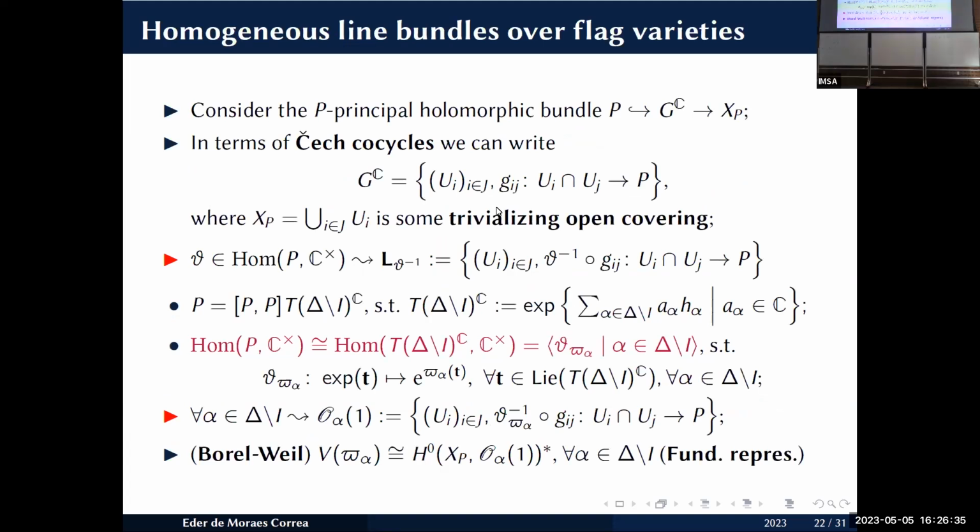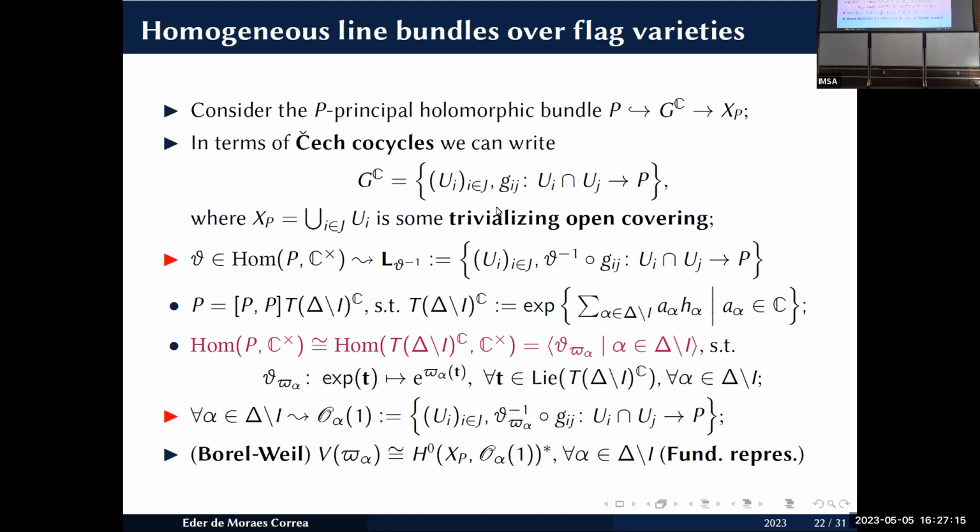Let me describe briefly the homogeneous line bundles over flag varieties. I'm going to follow this approach, which takes into account some elements from each theory. We start with the principal bundle, which we have naturally. We can see the total space in terms of Cech cycles in this way. And for every character of the parabolic subgroup, we can construct an associated line bundle. This is described in terms of Cech cycles this way.